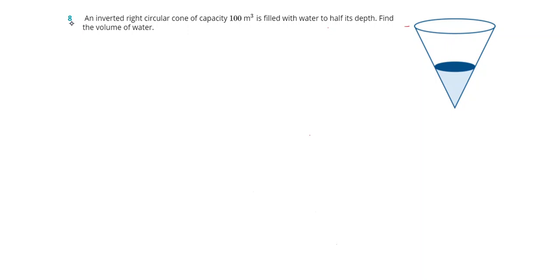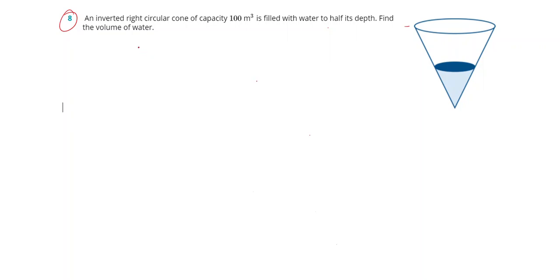This is for further maths. We're going to look at exercise 17G, question number 8. So this is to do with scale factor of volume, but it's a bit more complicated, okay? So we've got an inverted cone on the right, and it has a capacity of 100 meters cubed, and it's to be filled with water at half its depth. Find the volume of water.